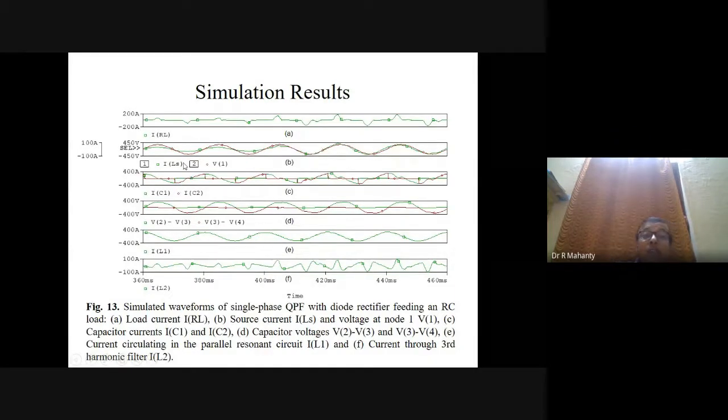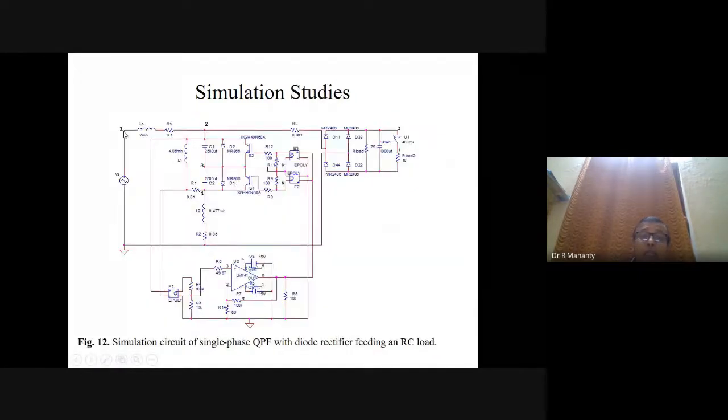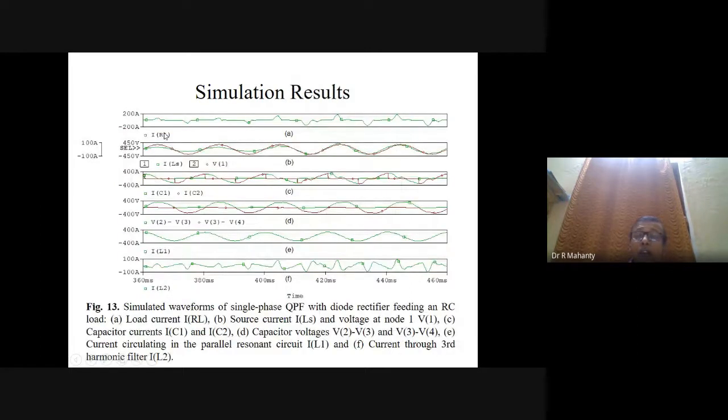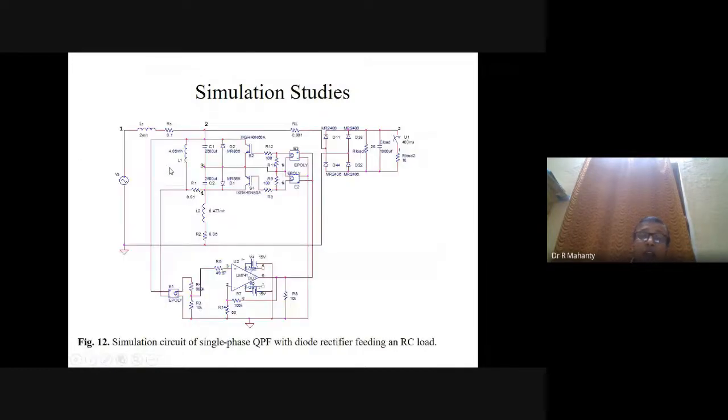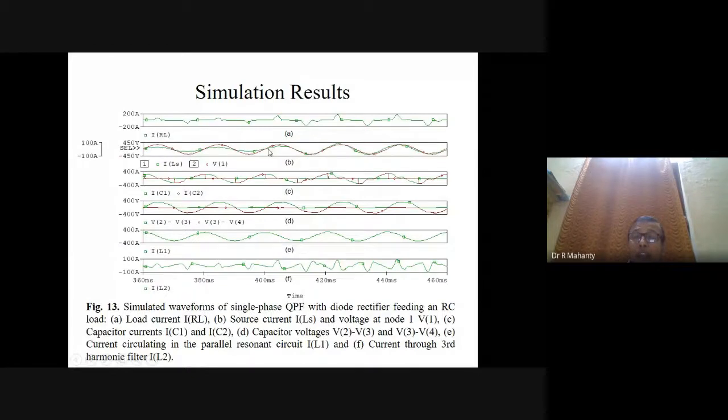Whereas if you see the source current, the harmonics in the source current are very, very less. It is close to sinusoidal. V1 is the voltage here, and we are seeing the current ILS, which is the current through the source. This current contains very little harmonics, and it is very close to sinusoidal.